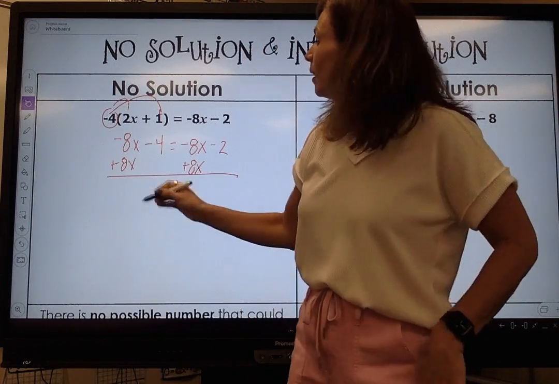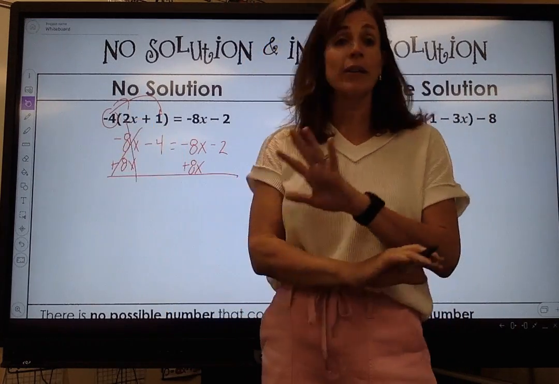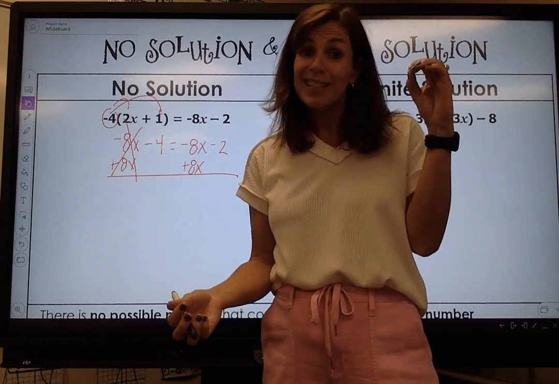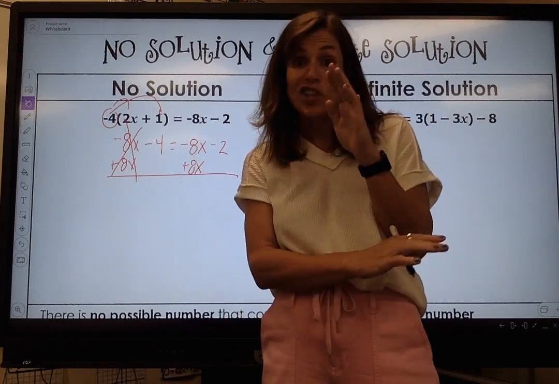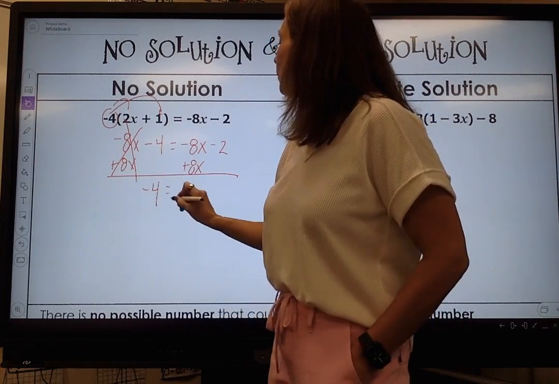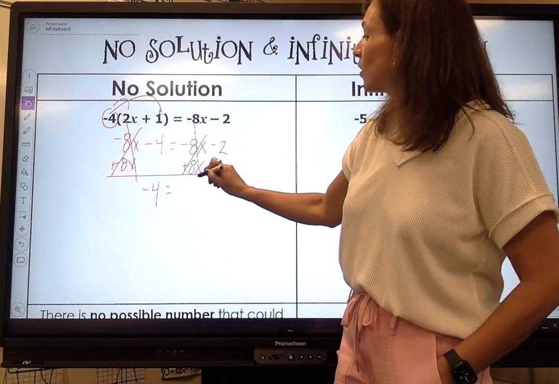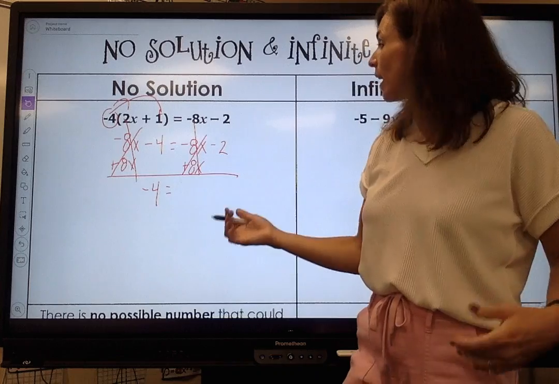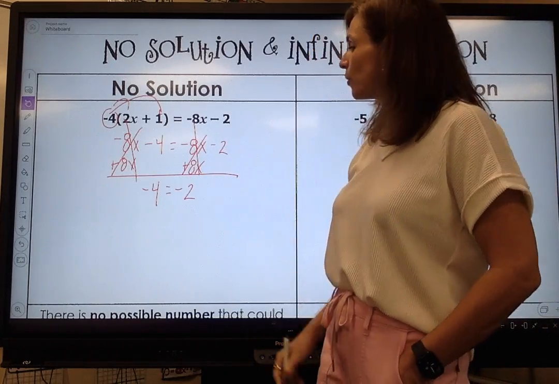What happened? My variable term canceled out. It's gone. Remember, additive inverse says 0. It's not even an x. It's just gone. So that one's gone, and I have negative 4. Over here, this one's gone too. My variable term is canceled out, and I'm left with a negative 2.